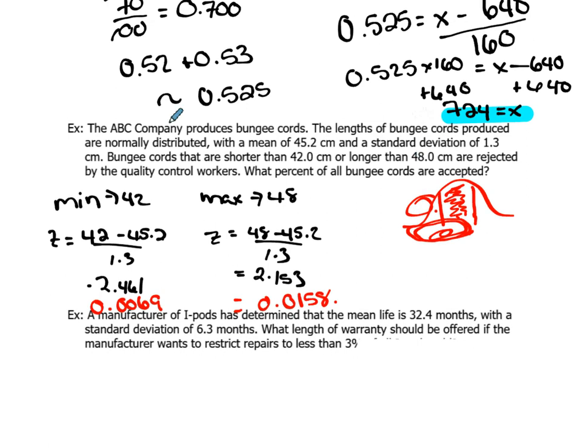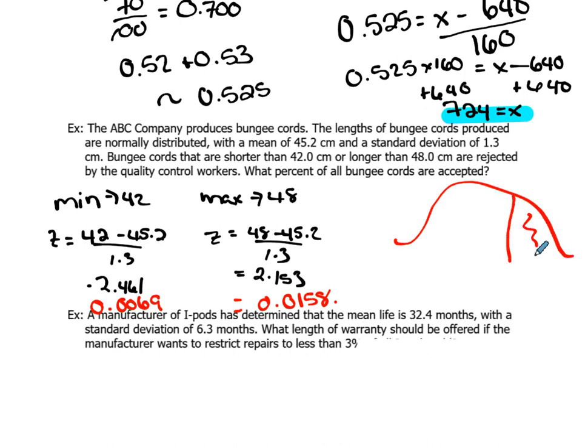Sorry, give me 1 second here. Sorry, I misread the question. It's asking us, my bad, I'm going to re-explain this to you. It's asking us for which percent are accepted. So in this case, anything longer, so anything to the right of this, is rejected, and anything to the left of this is rejected. So I need to figure out what this area is.